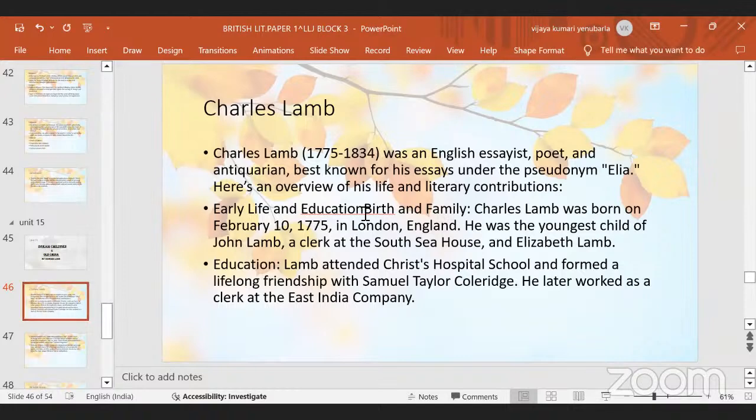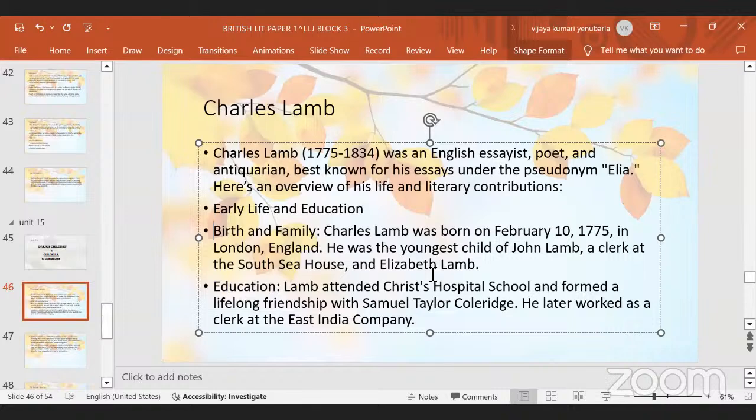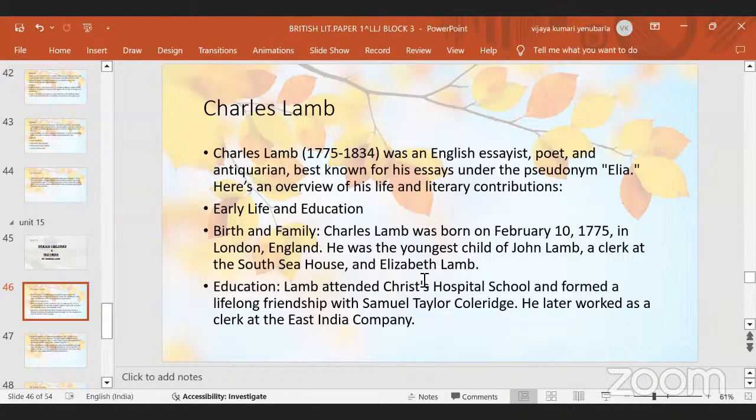Early life and education, birth and family. There is not much about his birth and family. Charles Lamb was born on February 10, 1775 in London, England. He was the youngest child of John Lamb, a clerk at the South Sea House, and Elizabeth Lamb. Education: Lamb attended Christ's Hospital School and formed a lifelong friendship with Samuel Taylor Coleridge. Both of them were school friends. He later worked as a clerk at the East India Company.